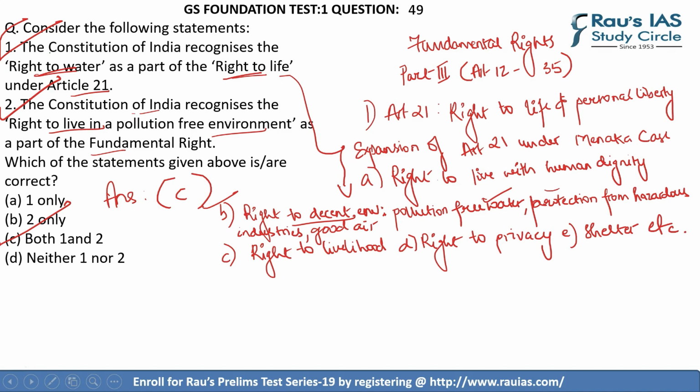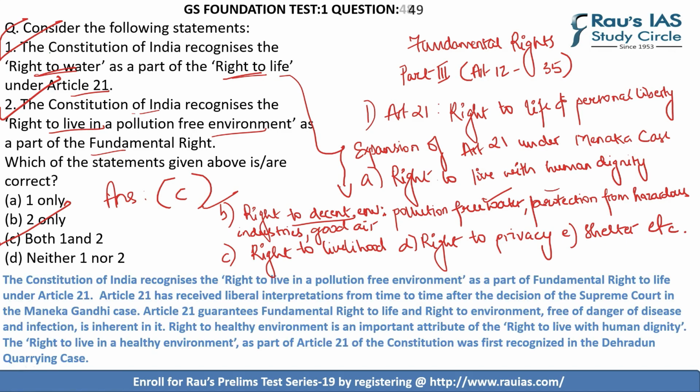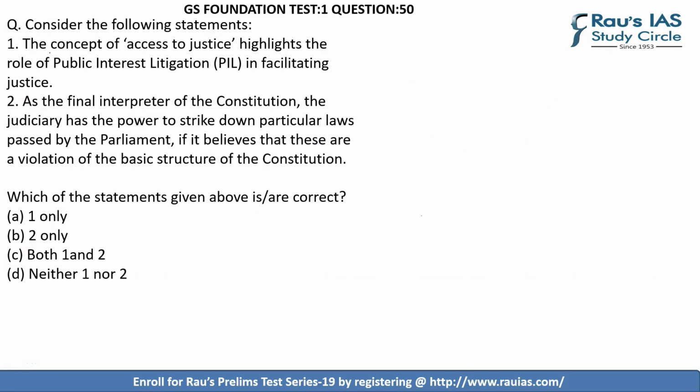Please also have a look at the explanations. Question number 50 contains two statements and we need to identify which among them is or are correct. Now the first statement reads that the concept of access to justice highlights the role of PIL, that is public interest litigation, in facilitating justice. Now this is a correct statement.